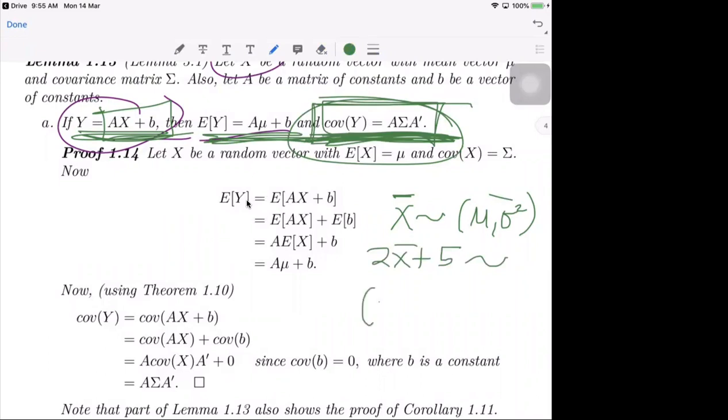Correct, Dina has 2 mu plus 5. So what is the equivalent of sigma for the transformed variable? 4 sigma squared, ma'am. 4 times the variance, sigma squared.